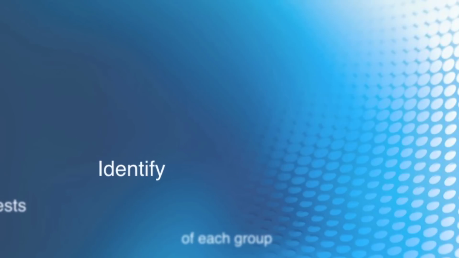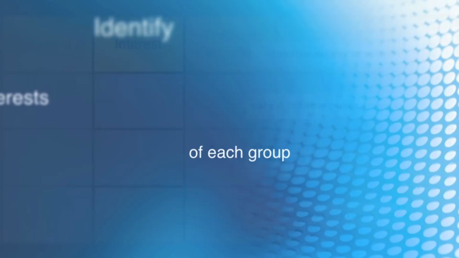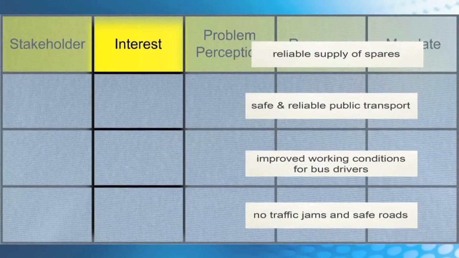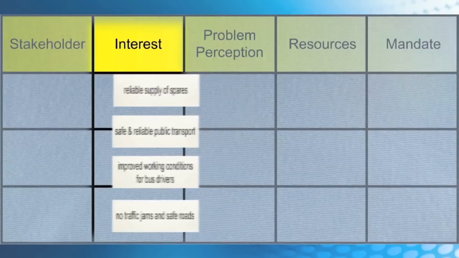Step 4. Identify the interests of each group in the development problem. Consider how and why should they be involved. Place each group's dominant interest in column 2 of the table.